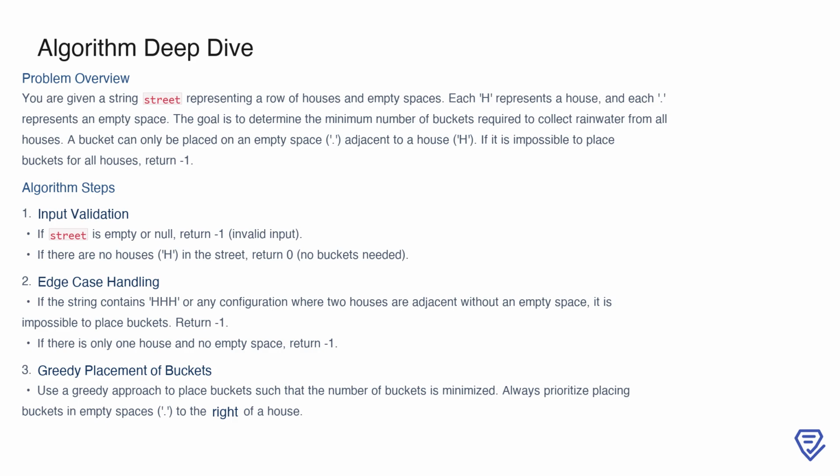Next, we address edge cases. For example, if there are adjacent houses with no empty space between them, it becomes impossible to place buckets, and we must return -1. Similarly, a single isolated house without any empty space nearby also makes the problem unsolvable. Finally, the core of the solution relies on a greedy approach, where we minimize the number of buckets by prioritizing placements to the right of each house whenever possible.